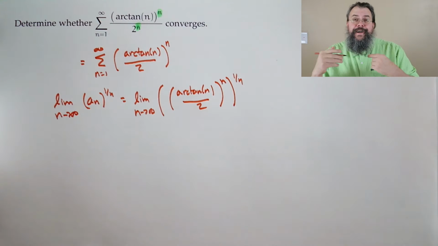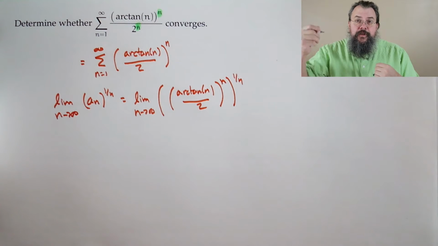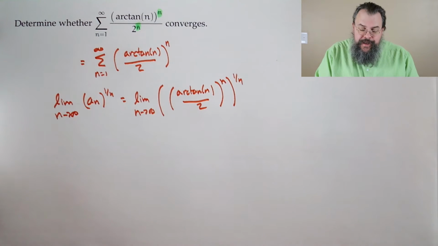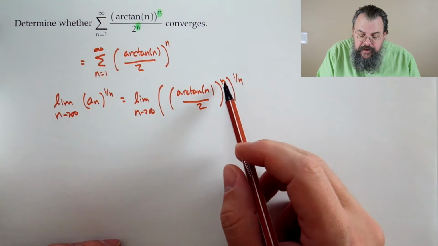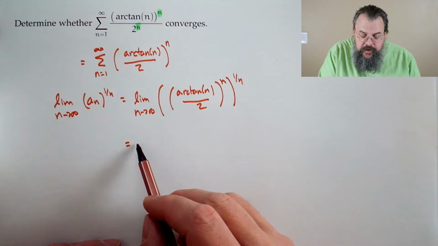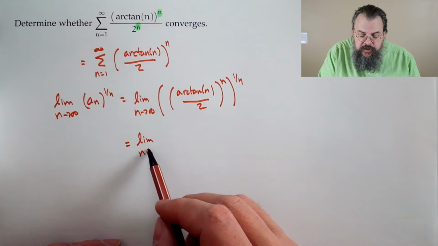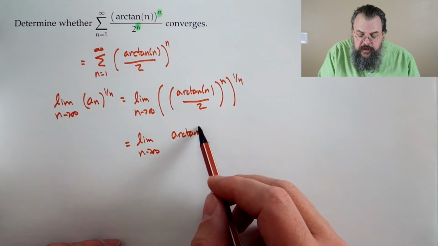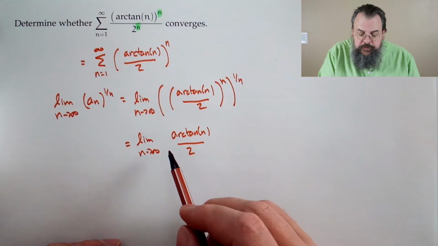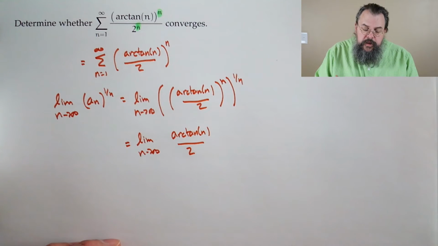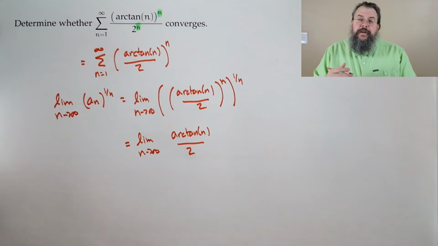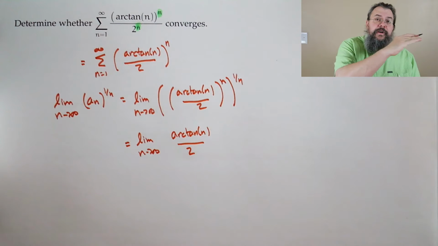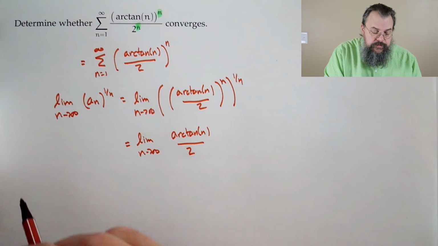And now we see why, when we see things being raised to the nth power, raising to the 1 over nth power works great. These undo each other. So this is really the limit as n goes to infinity of arctangent of n divided by 2. And now, we need to know a little bit about arctangent. The question is, what happens to arctangent as we head to infinity? So as we go to infinity, what is arctangent doing?